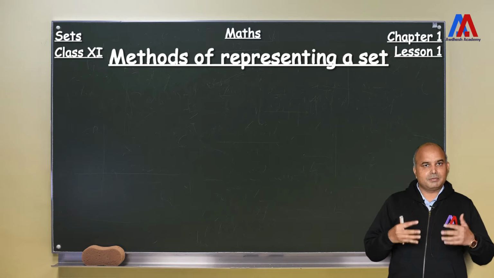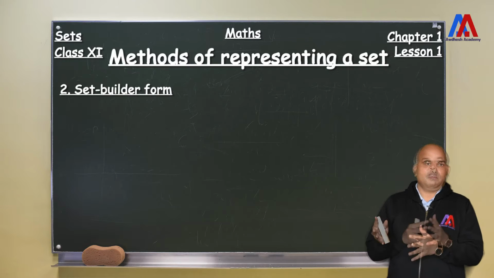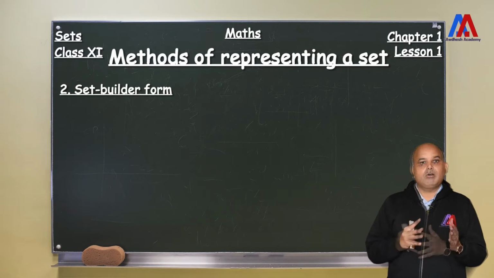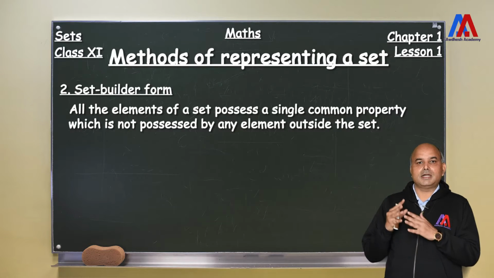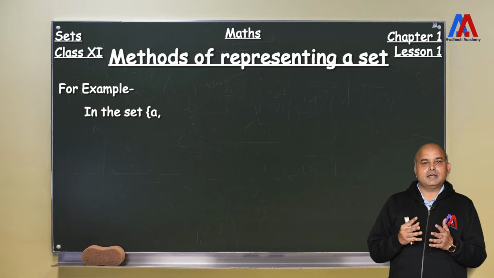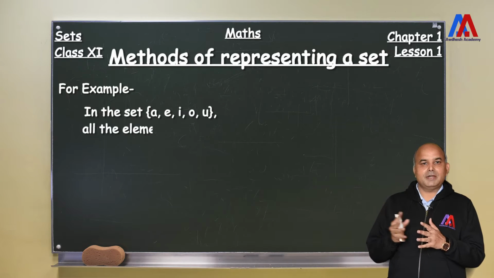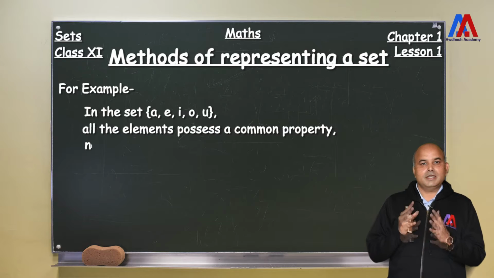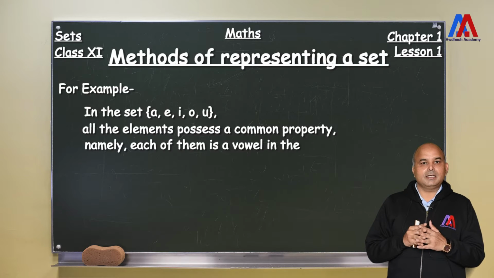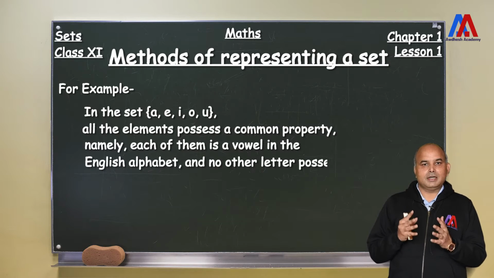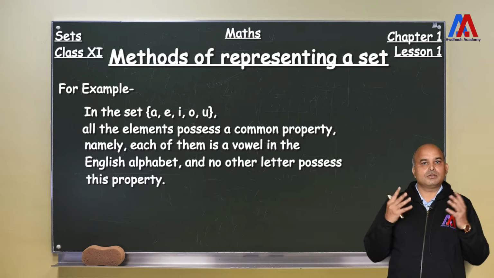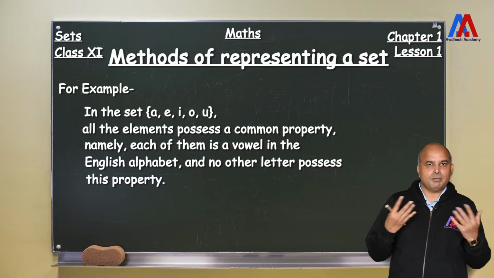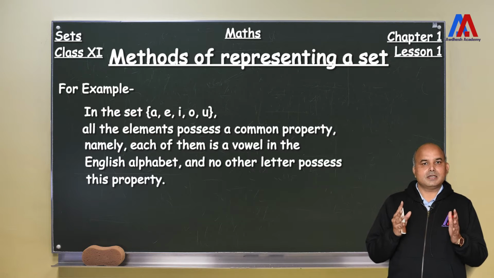The second method to represent a set is the set builder form. Now how do we define the set builder form? All the elements of a set possess a single common property which is not possessed by any element outside the set. For example, in the set A, E, I, O, U, all the elements possess a common property, which is that each of them is a vowel in the English alphabet, and no other letter possesses this property. That means other than these 5 letters, there is no other letter which can be said to be a vowel, and that is why this is a complete set.